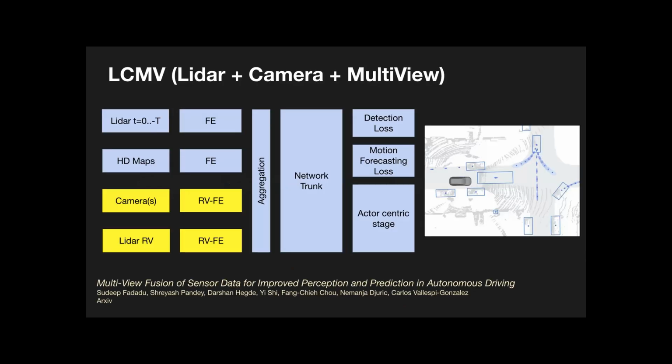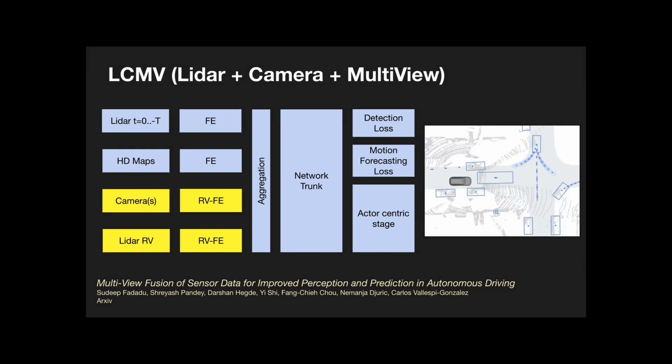So we have covered multi-XNet. Now let's see what happens when we add camera sensors to the network. Let me introduce LCMB. This stands for LiDAR Camera Multi-View Network. This is an extension to multi-XNet architecture that brings two ideas.